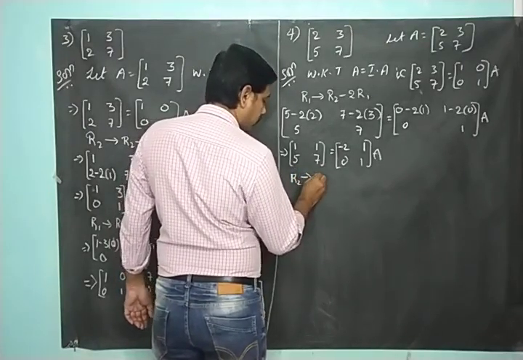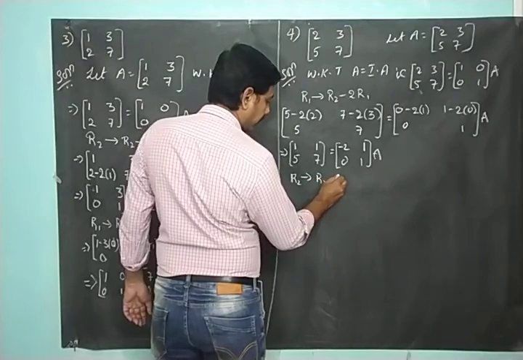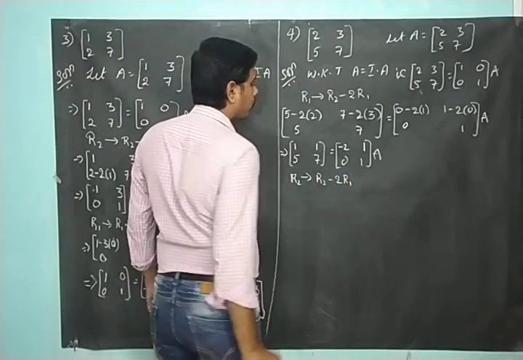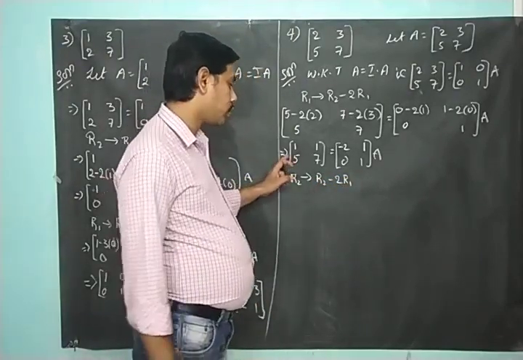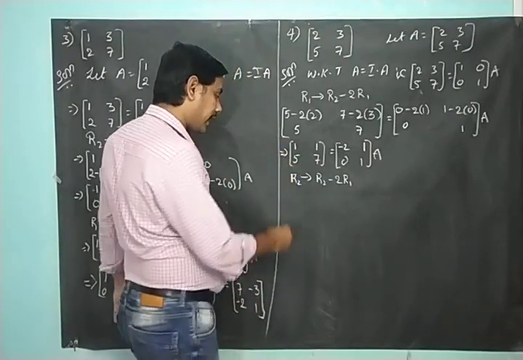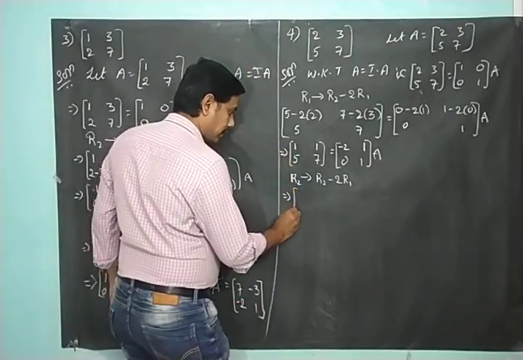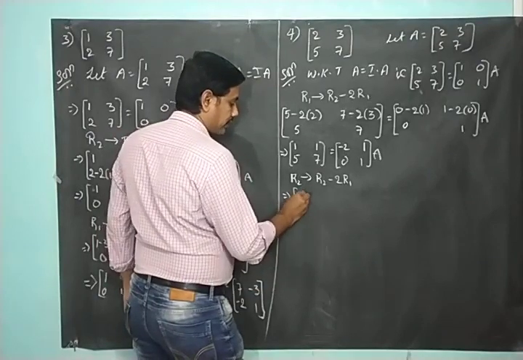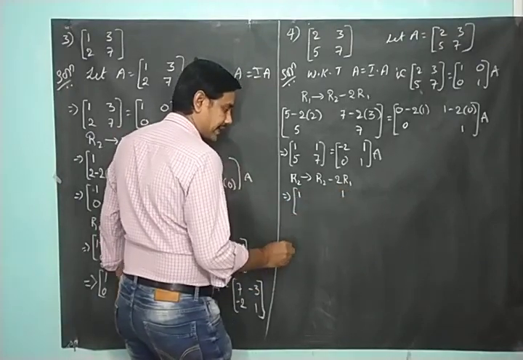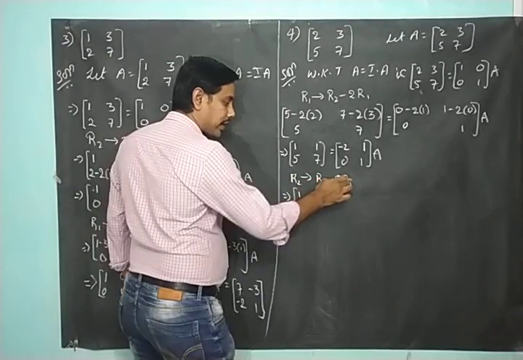R2 will change to R2 minus 2 times R1. R2 will change to R2 minus 2 times of R1. So R1 will be unaffected, 1 and 1 as it is. R2 is what? R2 minus 2 times of R1.